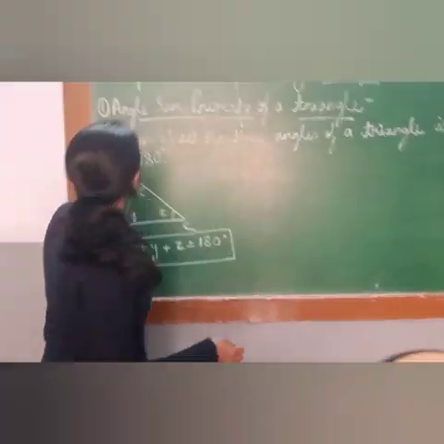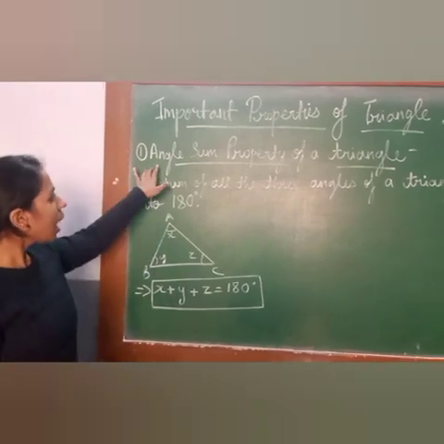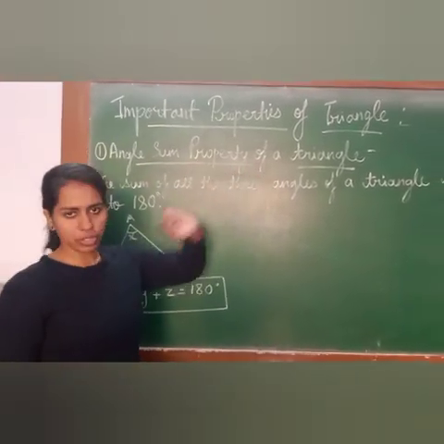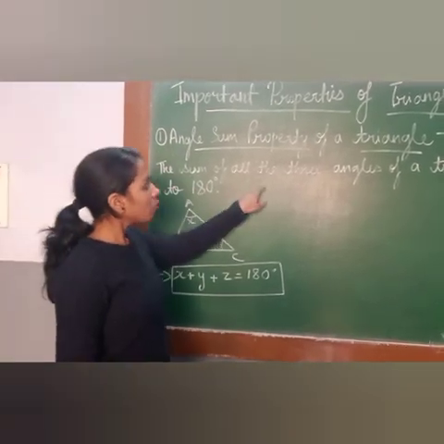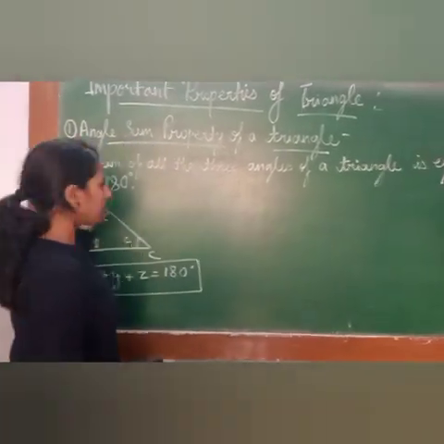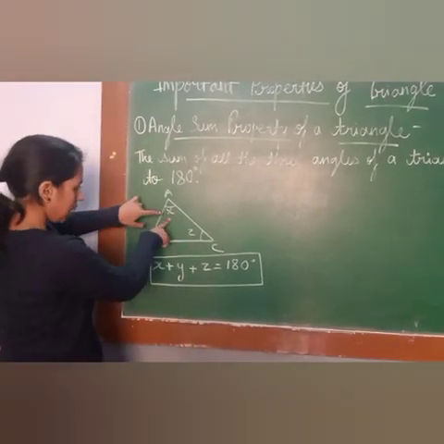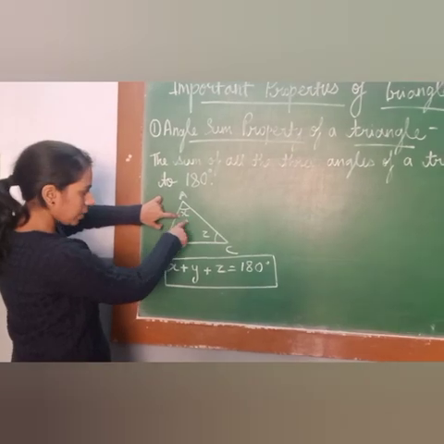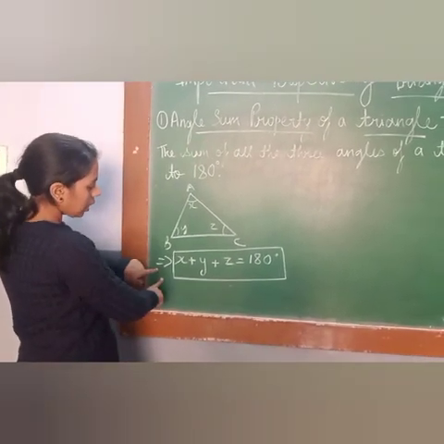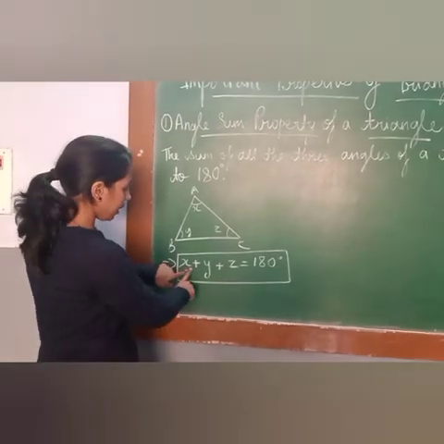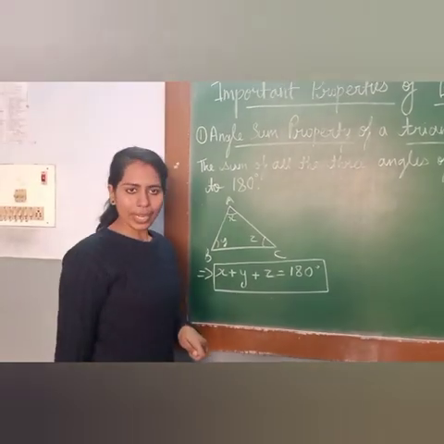Now students, just look, our first property is the angle sum property of a triangle, right? Angle sum property of a triangle means the sum of angles, okay? Now it says the sum of all the three angles of a triangle is equal to 180 degree. See, I have made one triangle. It has three angles, angle x, angle y, angle z. And according to this property, the sum of all the three angles, that is angle x plus y plus z, is equal to 180 degree.